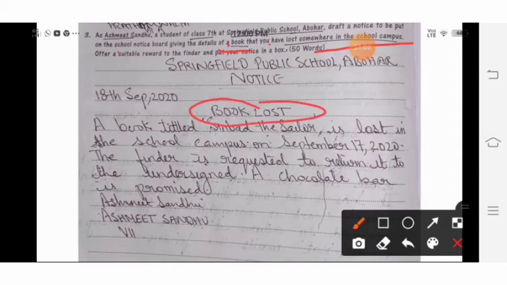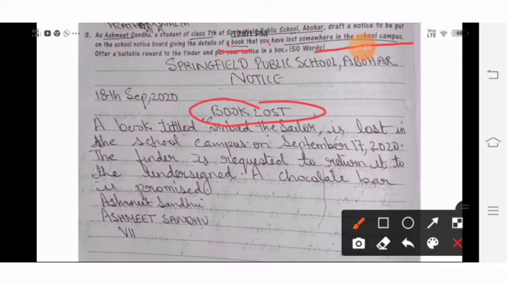Now start writing. A book titled Sinbad the Sailor is lost in the school campus, because they've already given in the school campus, right? You lost a book in the school campus. So whatever is there, if it is there, you have to use that only. You cannot write from your own. If it is not there, then you are free. Okay? Tell the day also, when it was lost.